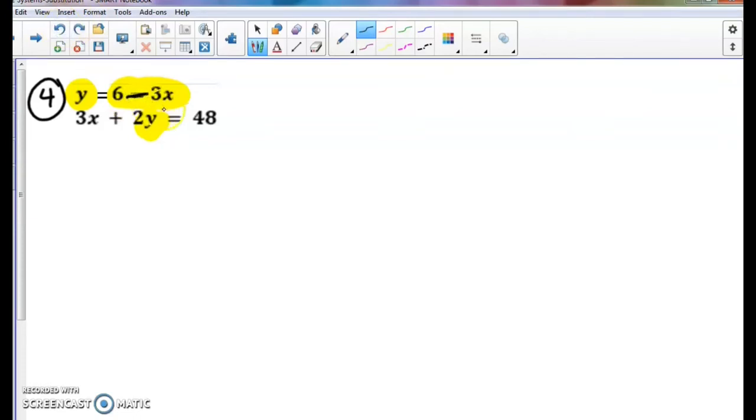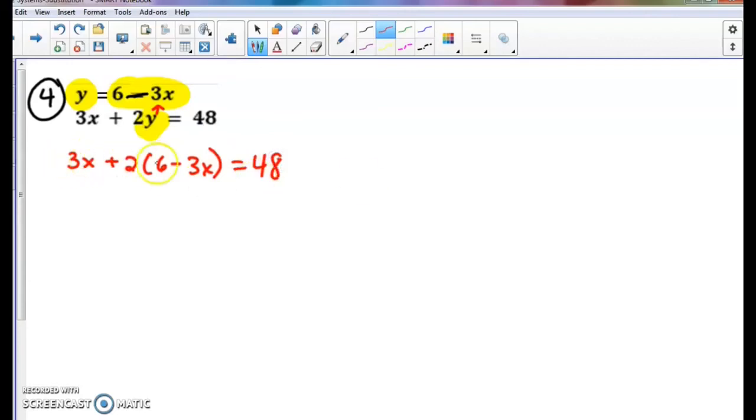So we're going to replace this y with our 6 minus 3x, which means we're going to drop down our 3x here in front of that second equation, plus 2 times, we said y is now going to be the 6 minus 3x, equals 48.